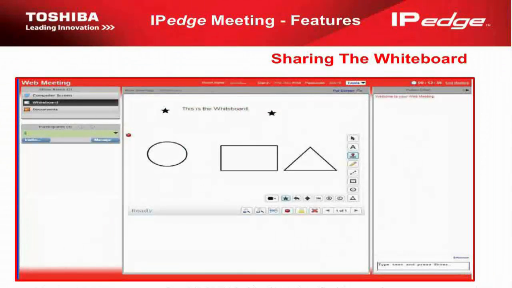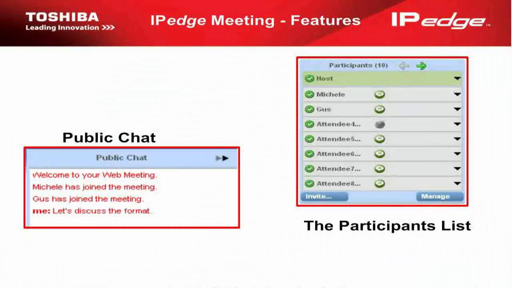The whiteboard is a drawing space with several tools for both the presenter and the participants. Select Whiteboard in the Show Items area of the web meeting page to share the whiteboard with the web conference participants. The public chat area displays a message when participants join the meeting. It also displays any chat messages entered by any participant.